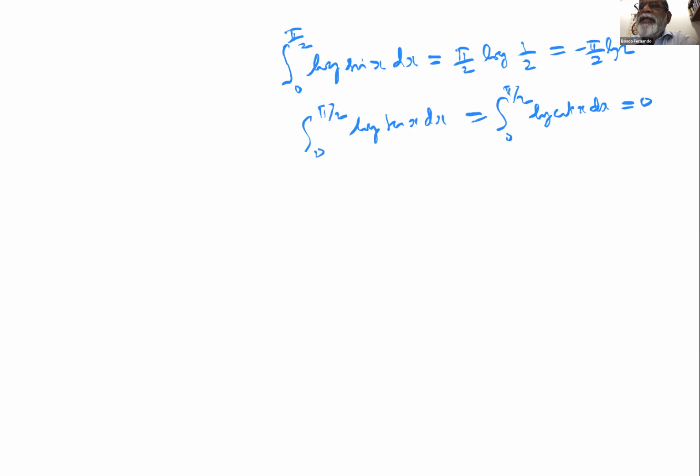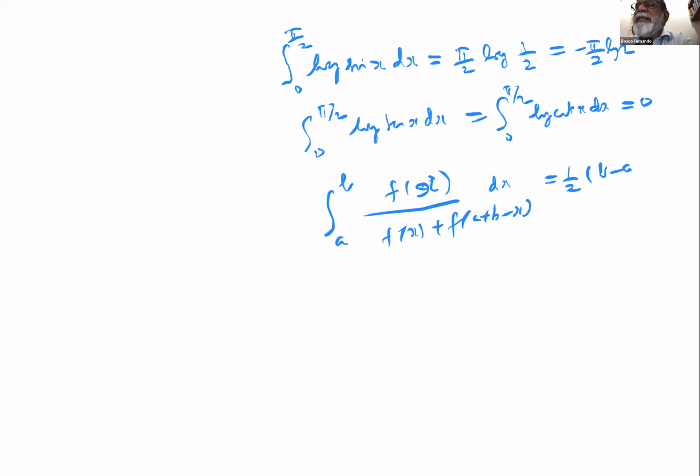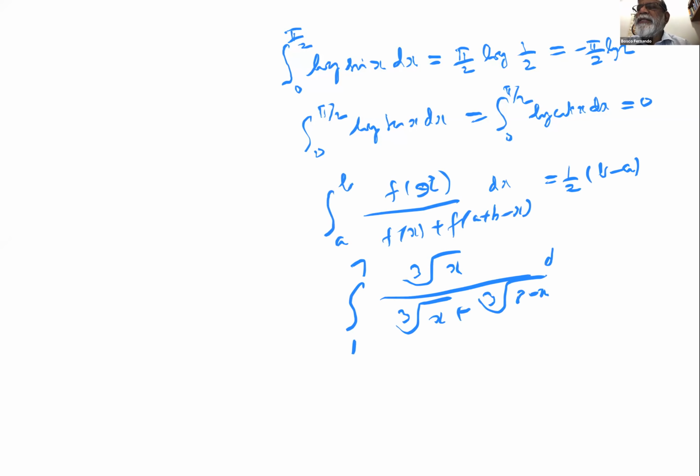So this type of integral 0 to a or a to b, f of x divided by f of x plus f of a plus b minus x dx, you may remember it is half of b minus a. So if integral 1 to 7 cube root of x divided by cube root of x plus cube root of 8 minus x dx, immediately half of 7 minus 1, it is equal to 3. This type of special integrals we remember.